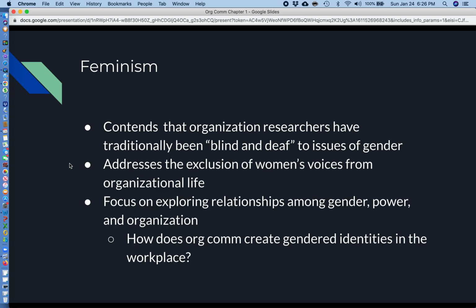Now, another way that we can approach this, of course, is feminism, and we'll talk a little bit about that this semester too. Feminism maintains that organizations have been blind and deaf to issues of gender over time, and that research is not focused on these issues, and that they're important. That women's voices have been excluded from organizational life, which they were for long periods of time, and they're really interested in research that focuses on gender power in organization. They ask questions like, how does communication create gendered identities in the workplace?